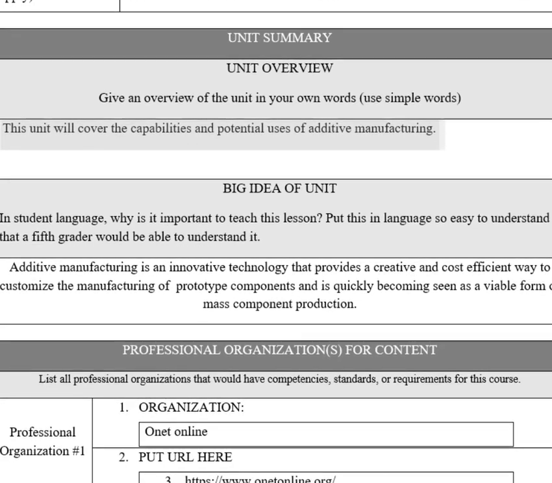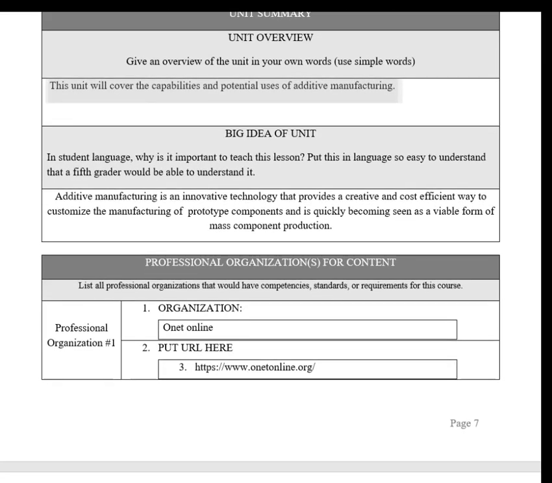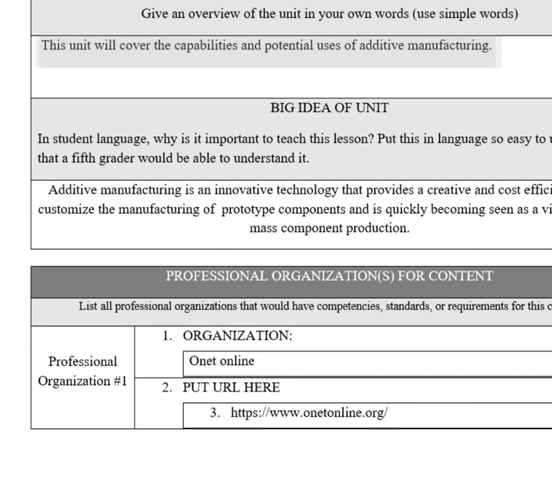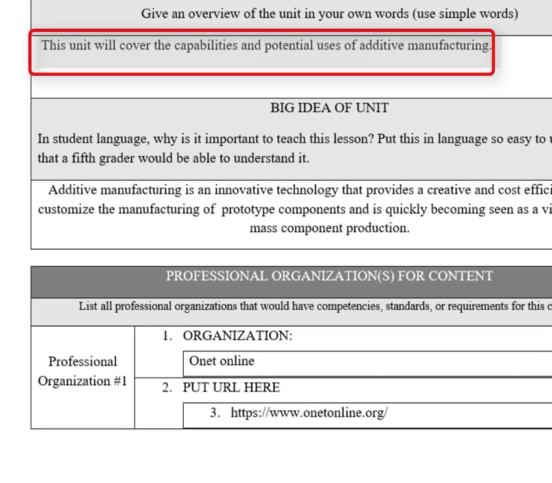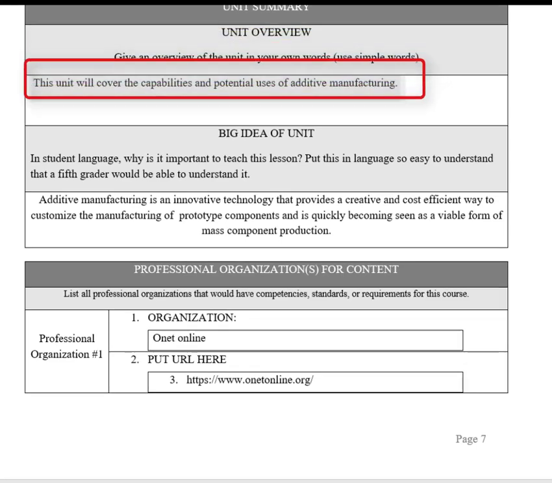All right, so under unit summary, first there's the unit overview. Give an overview of the unit in your own words and keep it simple. Don't try to be too teacherly or too philosophical here. In this case I use: this unit will cover the capabilities and potential uses of additive manufacturing. Okay, the big idea.